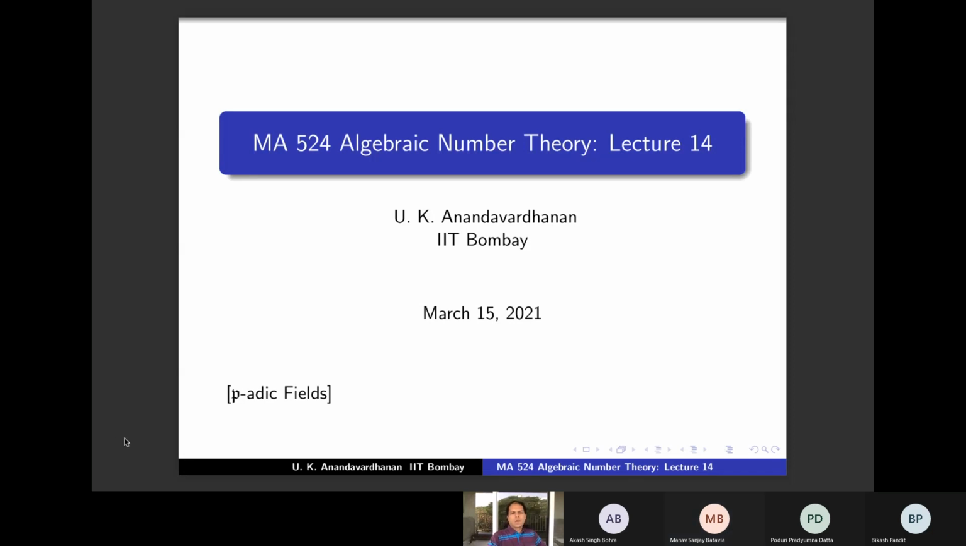So let's start. Today we will continue with p-adic fields, and from next class onwards, we will come back to global fields. I use this word local and global: local meaning p-adic fields and global meaning number fields, finite extensions of Q. Today we will finish chapter 2 of Lang. We have studied unramified extensions, and today we will study ramified extensions.